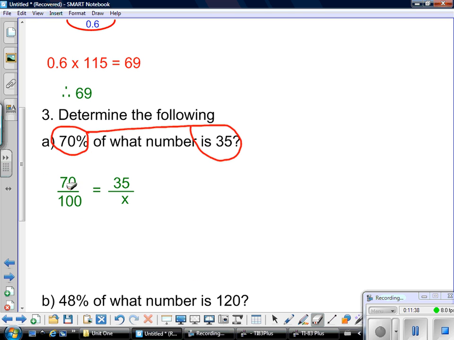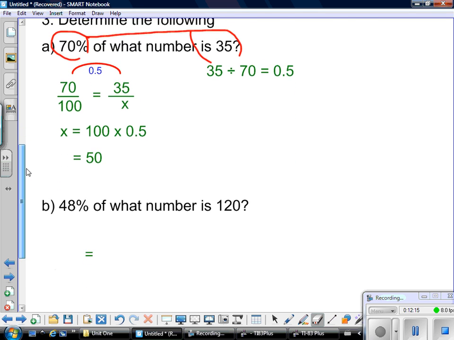So this time what I'm finding is what do I multiply 70 by in order to get 35? Okay, again, if you're not sure, what you would do is you would go 35 divided by 70, and when I do 35 divided by 70, I get decimal 5. So that means that's what I've multiplied 70 by to get 35. So I must do the exact same thing on the bottom here. So x then is going to be 100 times the 0.5, and that's going to be 50.